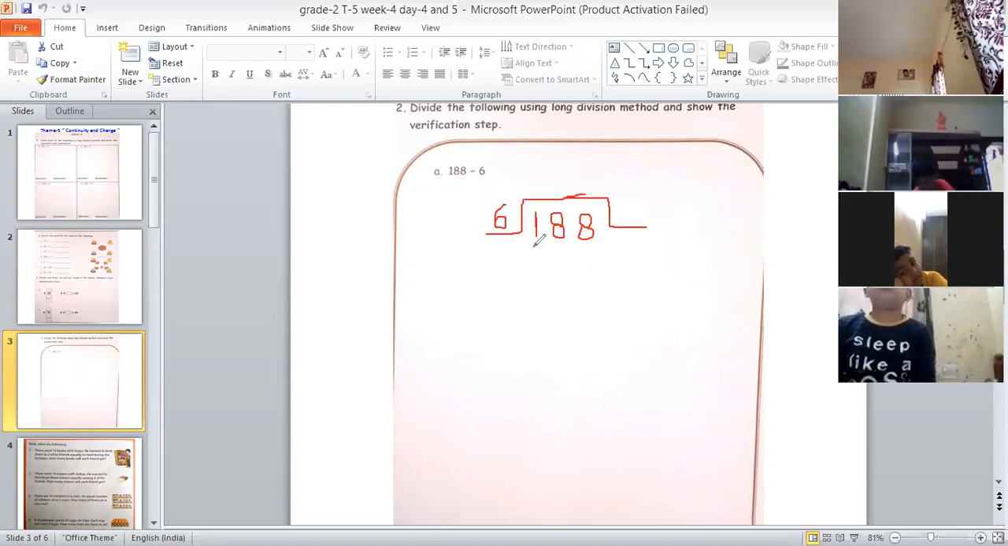So now we have to look for a number in the 6 table. First of all, see whether we'll get 18 in the 6 table or not. Yes, if you recall the 6 table, you will get 6 ones are 6, 6 twos are 12, and 6 threes are 18. So we are getting 18 in the 6 table. So we will write that 3 up and we will write this 18 down, because 6 threes are 18.